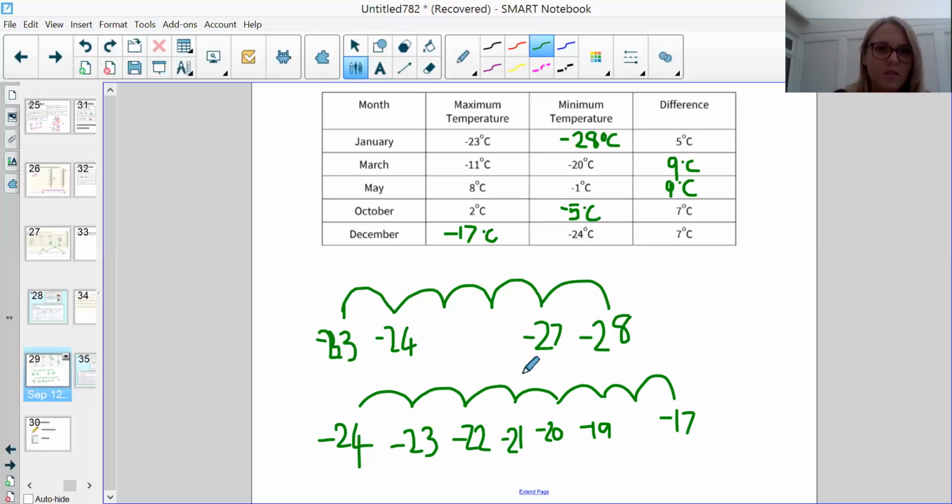Lovely. Right, so mark yourself out of that. See if you can identify where you went wrong, if you did make any mistakes, but well done if you got all of those right.